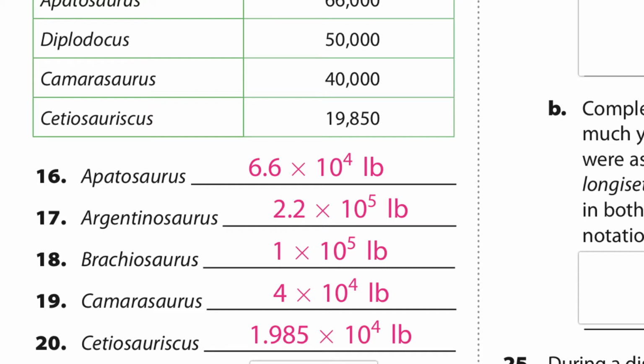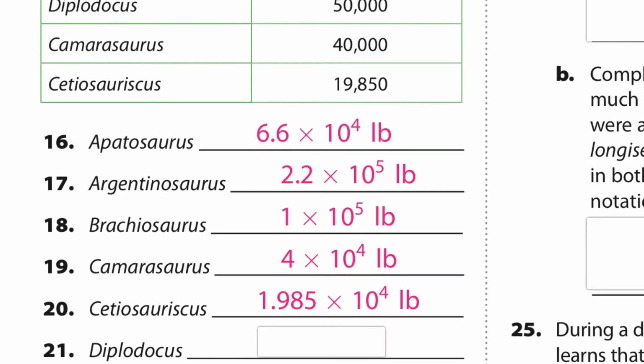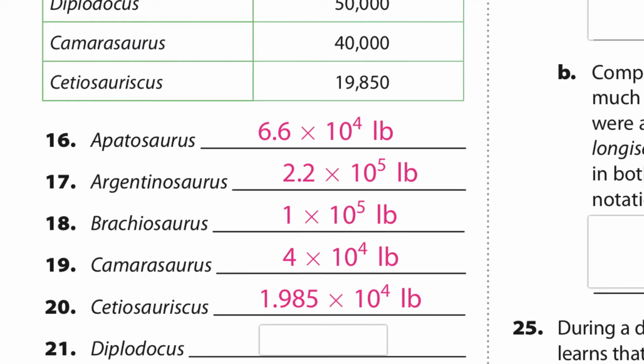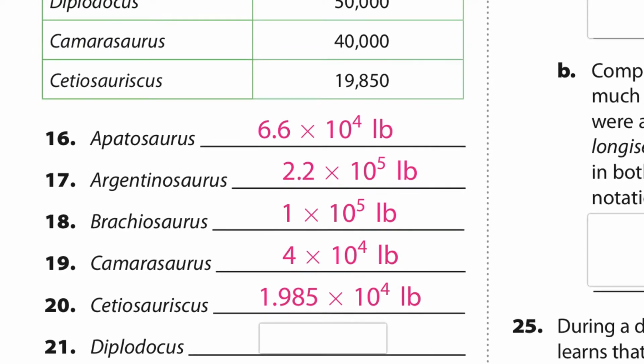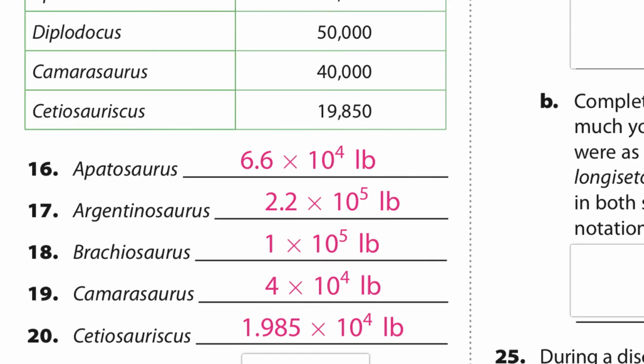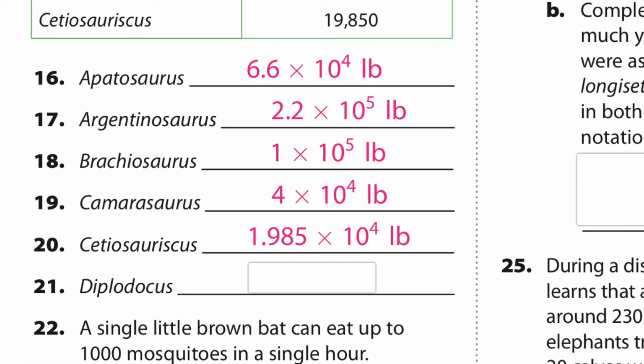And the last one is Diplodocus. Okay. That's 5. Put the decimal right there. So you have a number between 1 and 10. 5 times 10 to the 1, 2, 3, 4. And there we go. 10 to the fourth.